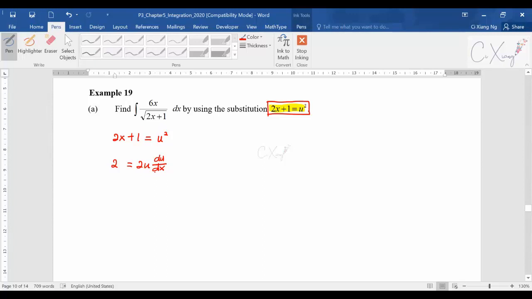Then after that, I will rephrase everything and simplify. 2 and 2 can be cancelled off. After that, I move the dx up. So I have dx equals u du. This is the very first step that we will do every time: you do the differentiation first. Then after that, you will want to substitute all this into your integration.